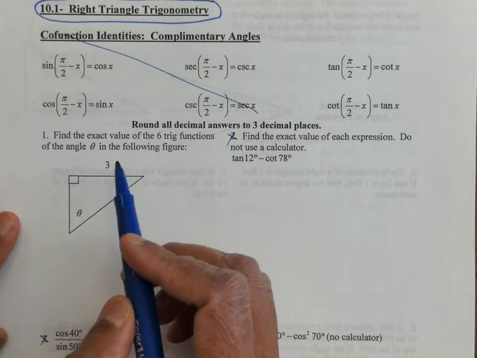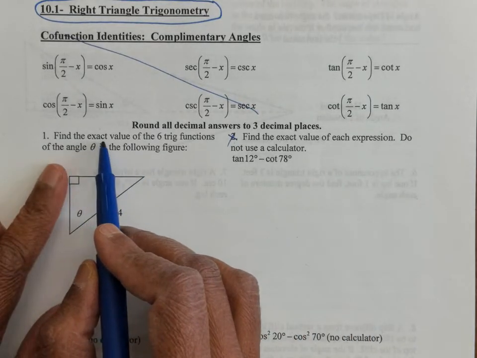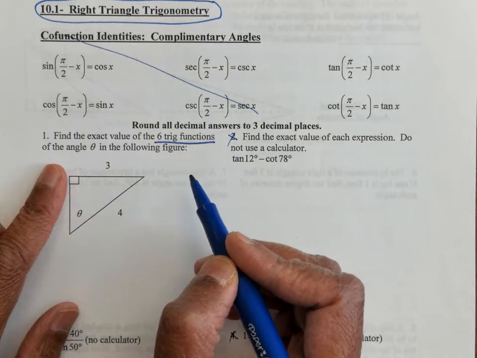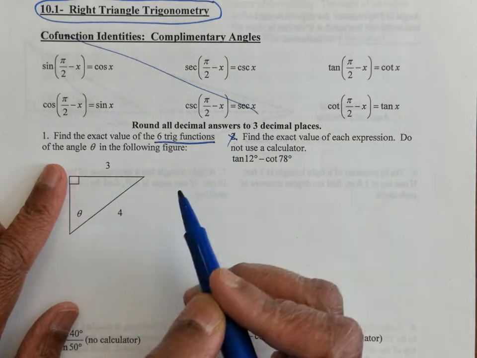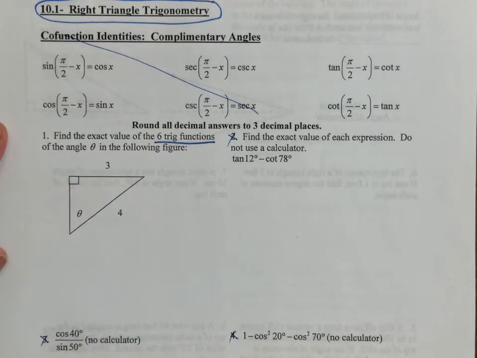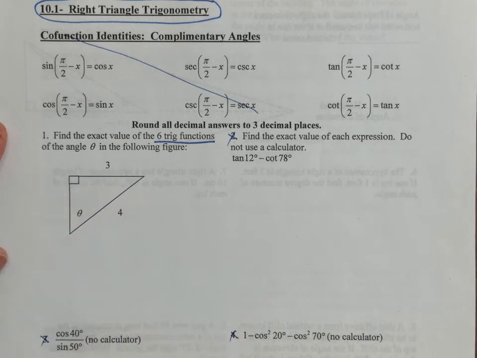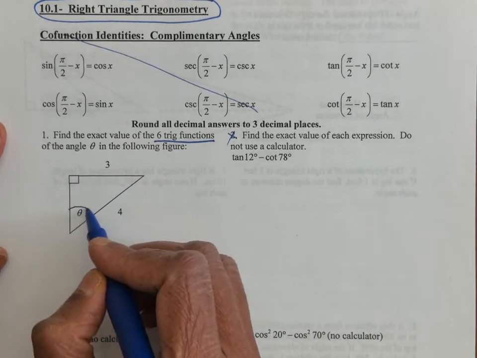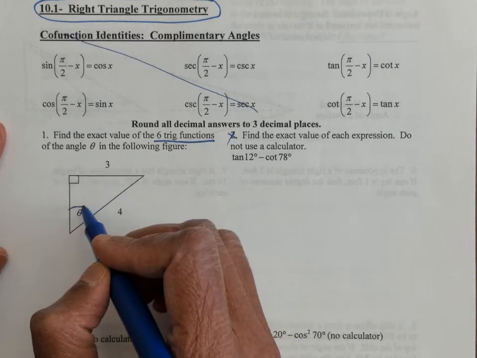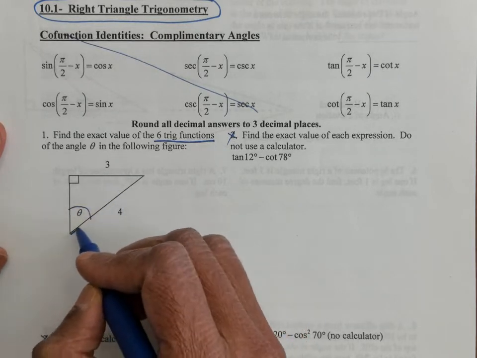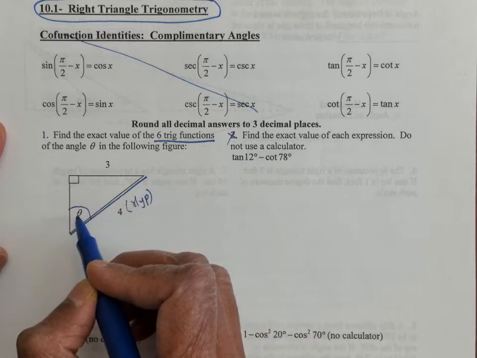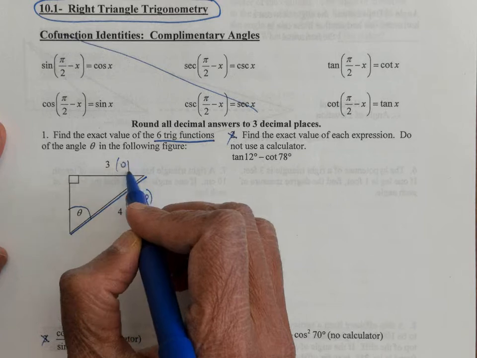Alright. Let's read the first problem. Find the exact value of the 6 trig functions. When we say 6 trig functions, we're talking about sine, cosine, tan, and cosecant, secant, and cotangent of the angle theta in the following figure. What do we notice? It is a right triangle. What else do we notice? This angle is theta, and we have been given 2 sides. One side is the hypotenuse, and with respect to theta, this is the opposite side.